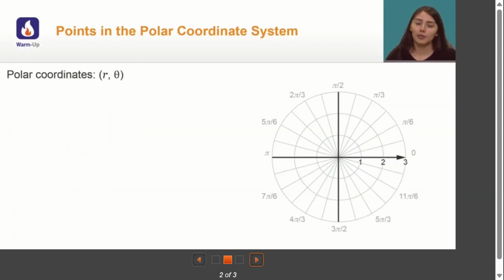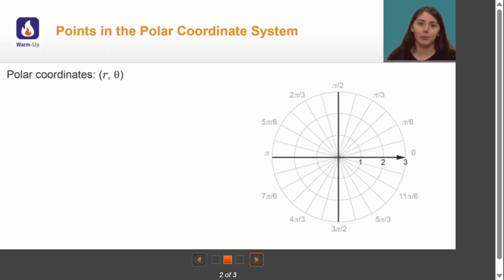Recall that the polar coordinate system is a two-dimensional coordinate system where points are determined by a radial distance, r, and a polar angle, theta. Unlike the rectangular coordinate system, where points are uniquely represented by one ordered pair, polar coordinates can be represented by an infinite number of ordered pairs.